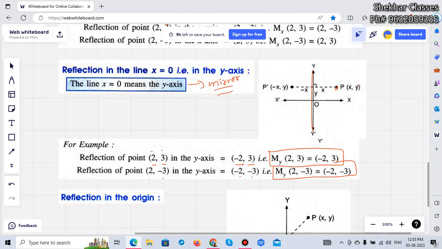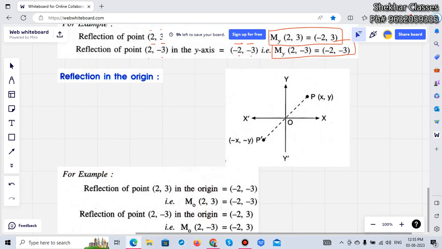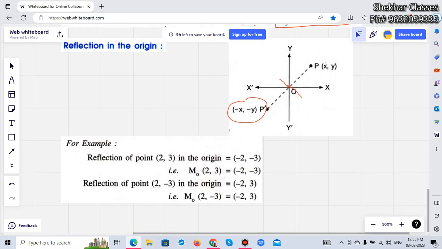If it is MO, then it is reflecting through the origin. Remember that? So if you are reflecting through the origin, this is the mirror. Where is the image formed? X has become negative this side, y has also become negative this side, so both will become negative. For example, when you reflect through the origin, if it is (-2, -3), it will become (2, 3). Or if it is (2, 3), it will become (-2, -3). And this is the way we write it in shorter form.